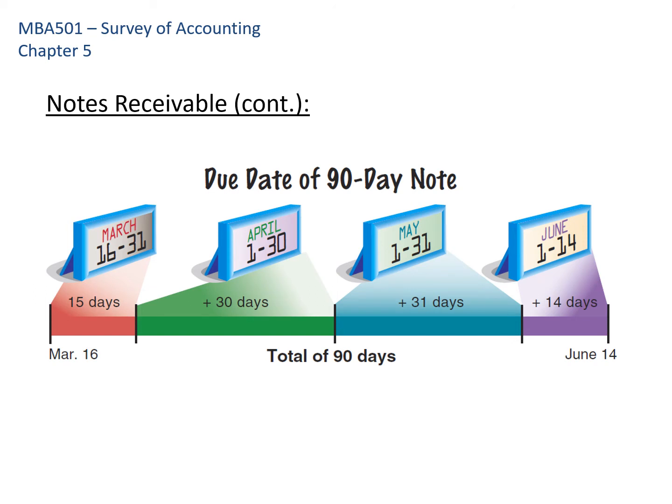So when determining the due date of the note, you need to take into account that some months have 31 days and some months have 30 days, and of course one month has 28 days. So you need to calculate the number of days in each month to come up with when the note is due. So in this example, we signed the note on March 16th. It's a 90-day note, so it comes due on June 14th, not June 16th. So it's calendar days. An easy way to do this is in Excel.